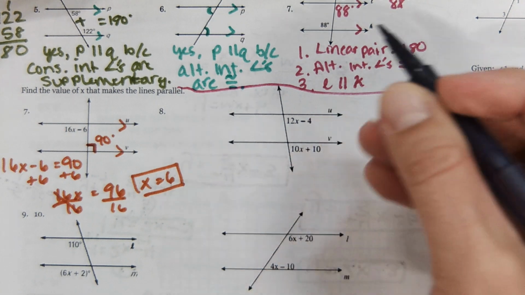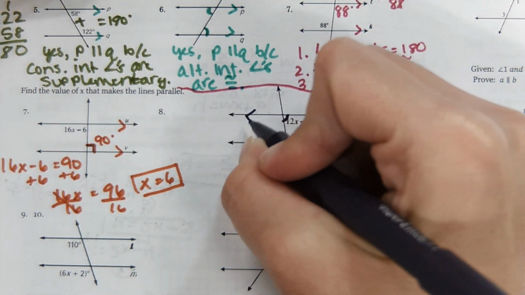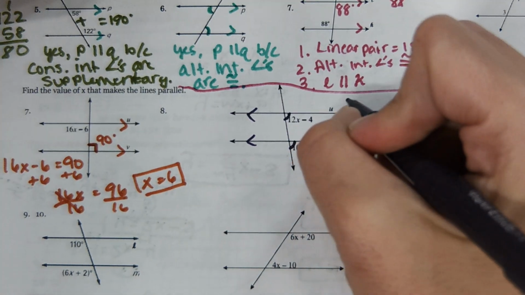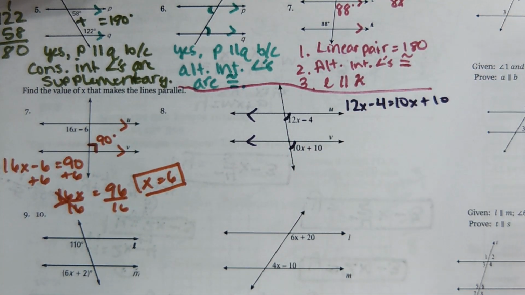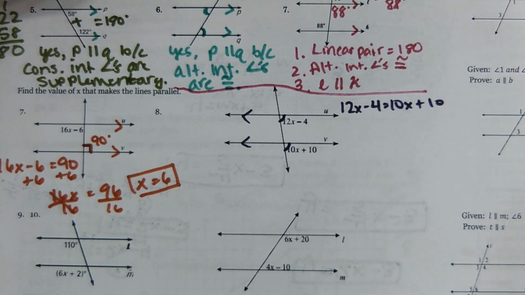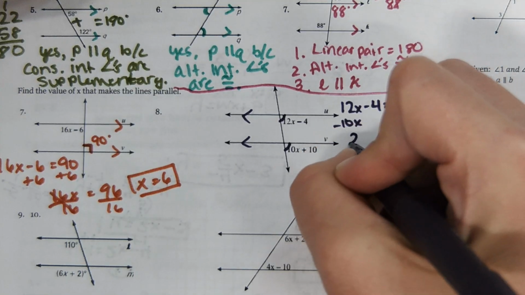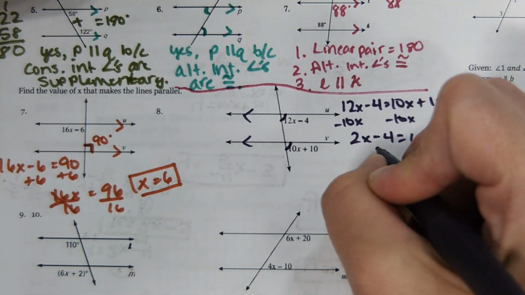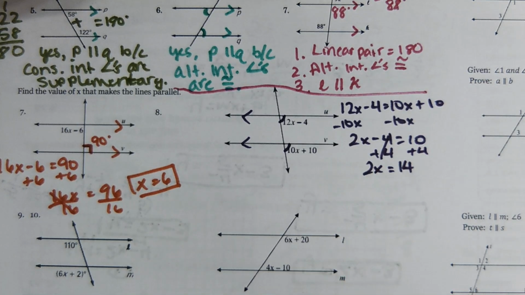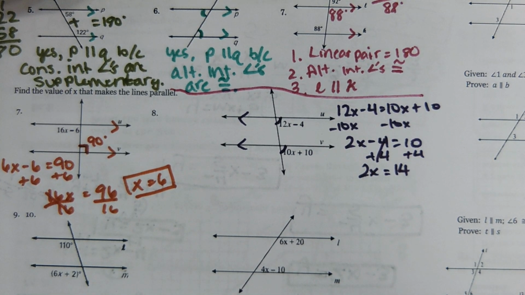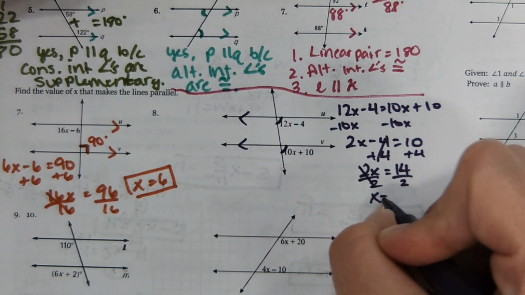Number 8, here we have corresponding angles. If these lines are parallel, then the corresponding angles would be equal. So we can put 12x minus 4 equals 10x plus 10. And then solve for x. So subtract 10x from both sides. Divide by 2, and x equals 7.